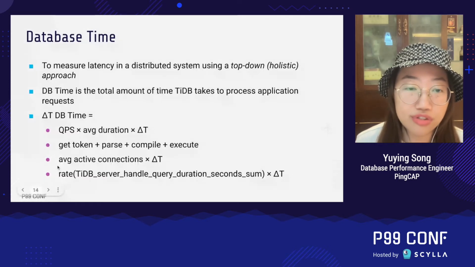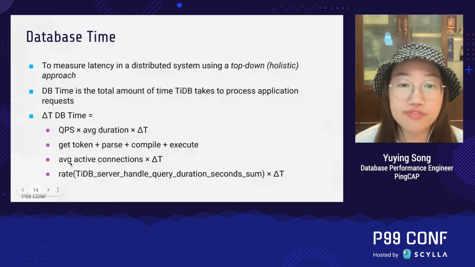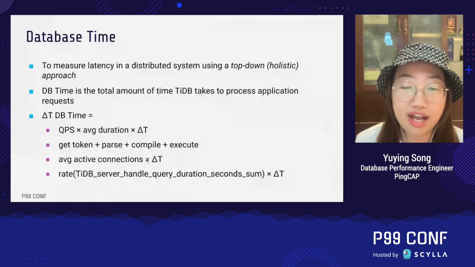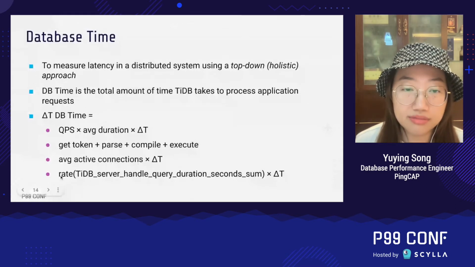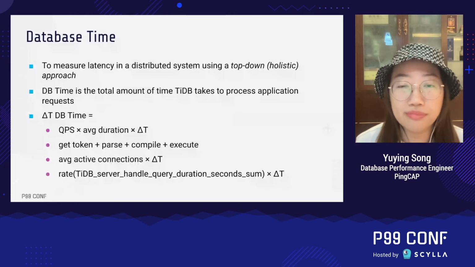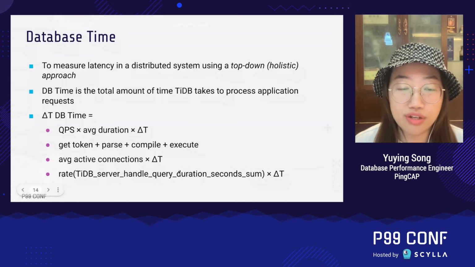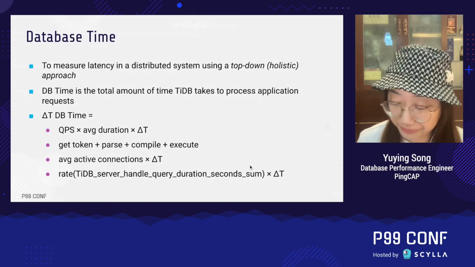And third, you can use average active connections times the time, which also equals DB time. The last one is, because we use Prometheus to collect and store our metrics, you can also use a query of Prometheus to calculate it.